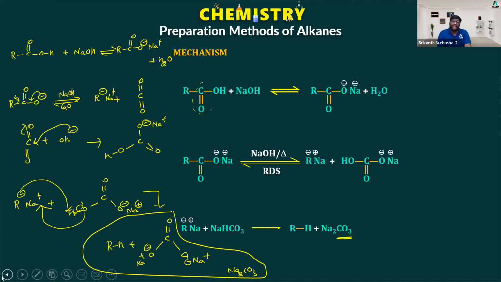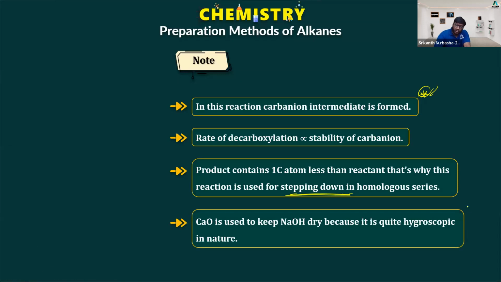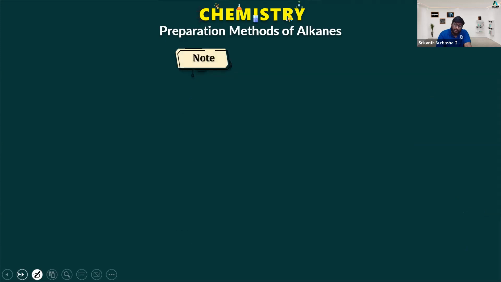The role of CaO is only to keep NaOH dry, because it is highly hygroscopic in nature and can react with water. So to stop that, and to make the OH minus react with the carboxylate, we use CaO. Right, students? CaO is used to keep NaOH dry because it is quite hygroscopic.